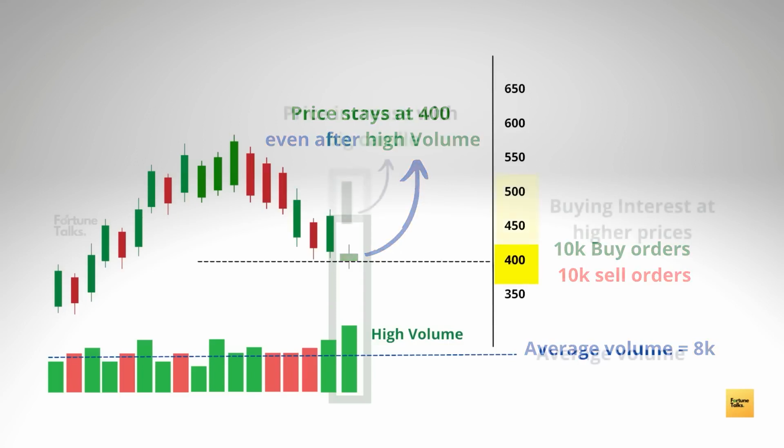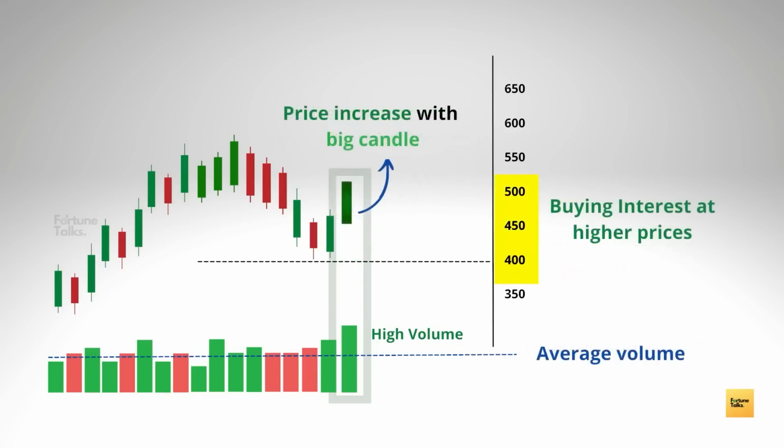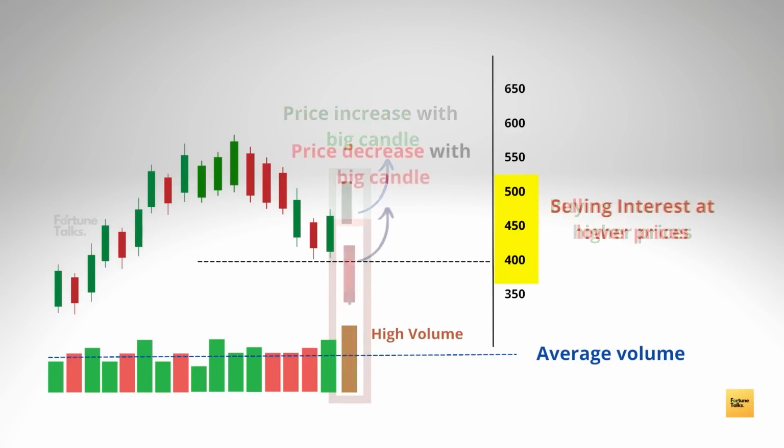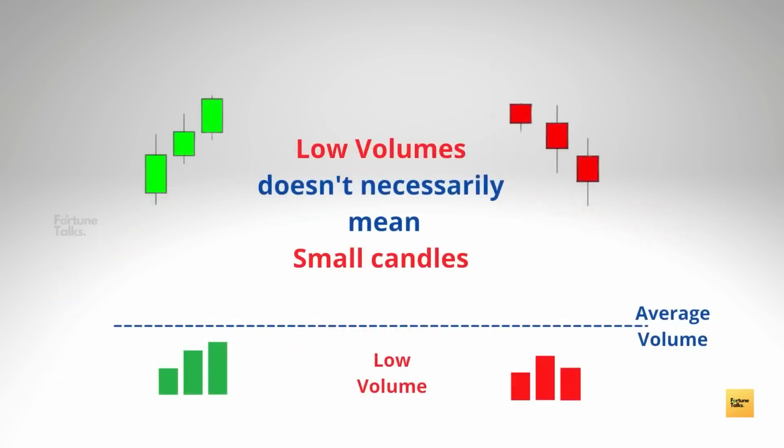On the other hand, if the price were to move up with the increase in volume, then there should have been more buy orders at higher prices. That is, buyers should be willing to buy at even higher prices. And in a similar case, if the price were to go down, then the sellers should be willing to sell at even lower prices. And it is at these instances we can leverage an increase in the volume for our trade decisions and not otherwise.